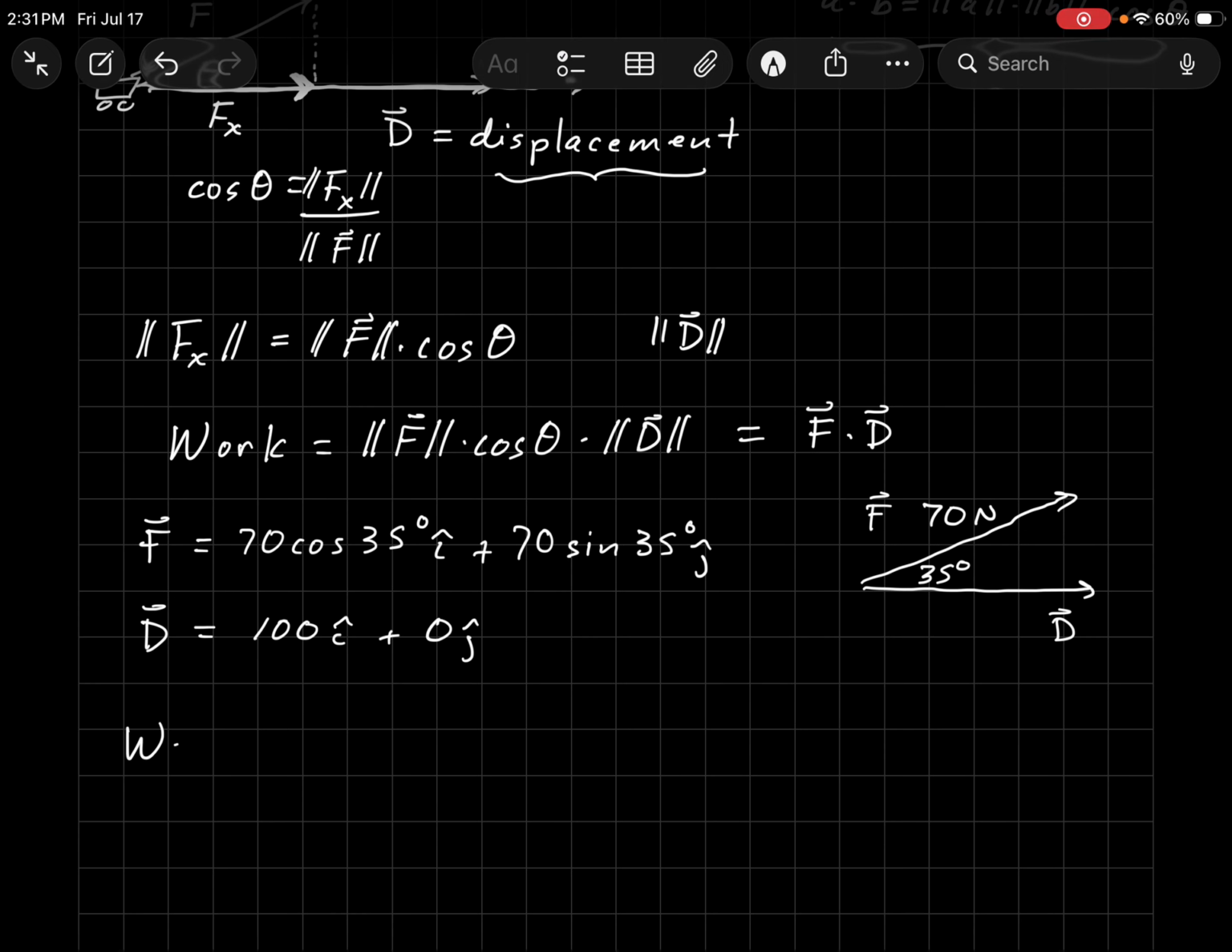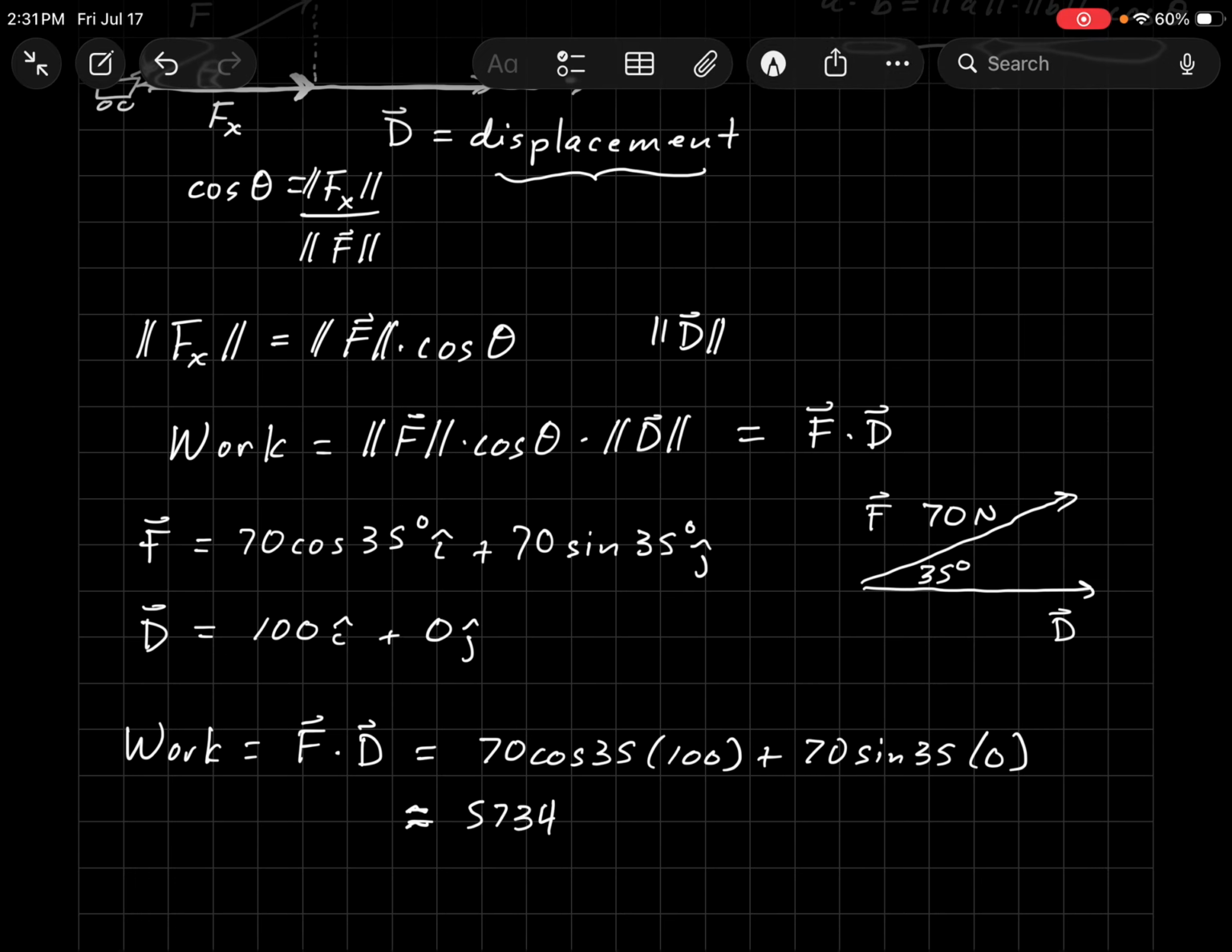Then the work done is the dot product of force with displacement, which is going to be 70 cosine 35 times 100 plus 70 sine 35 times 0. And we get approximately 5,734 newton meters, where newton is the standard unit of force.